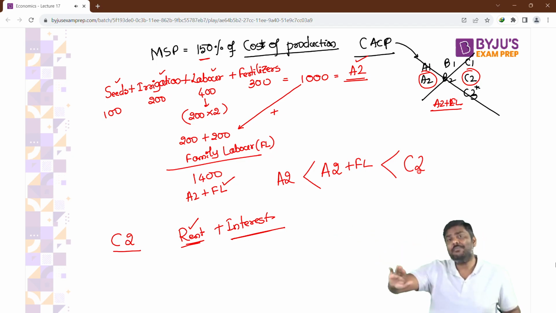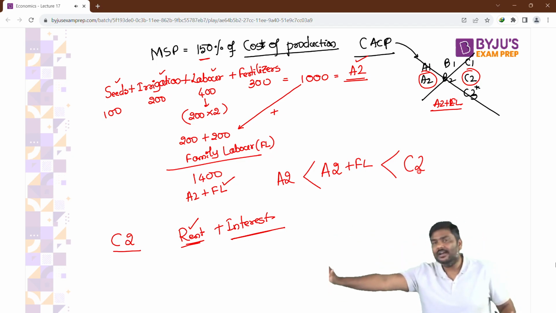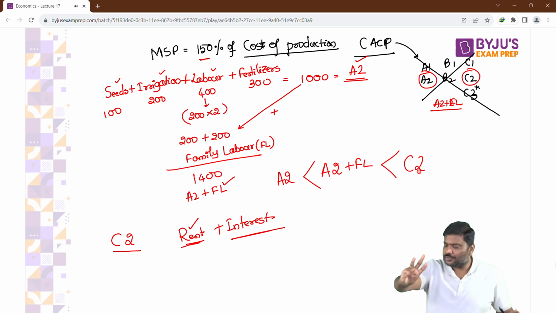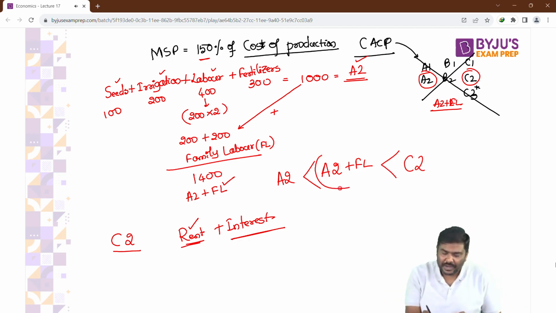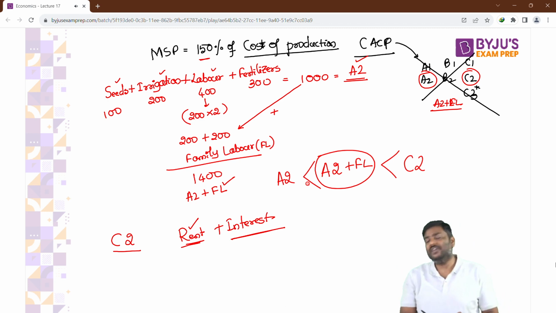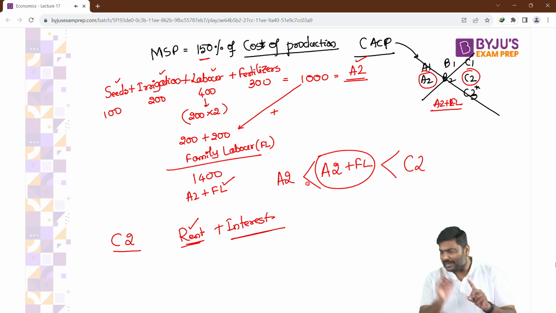Do you need to read all of them for the UPSC GS paper? Not at all needed. Only three are mentioned in the newspaper. These are very famous. Please remember it. Government announces MSP based on A2 plus FL, 150% of A2 plus FL.